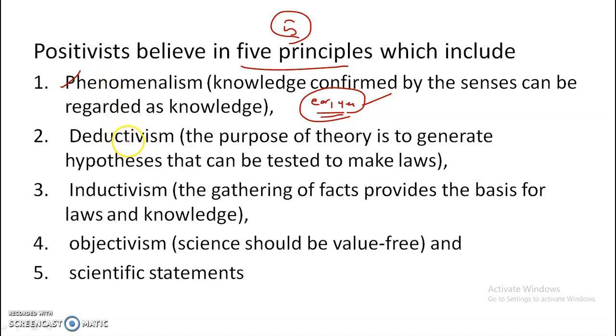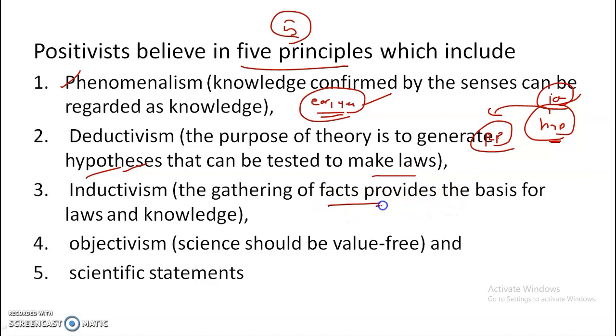The next one is deductivism. Deductivism means it is the purpose of theory to generate hypotheses that can be tested to make the laws. That means if a research problem is there, you will have one rough hypothesis, and based upon that idea we can solve the research problem. Inductivism means, based upon your idea for your research problem, you have to collect the facts, and those facts must provide the basis for the laws or for the knowledge you have.